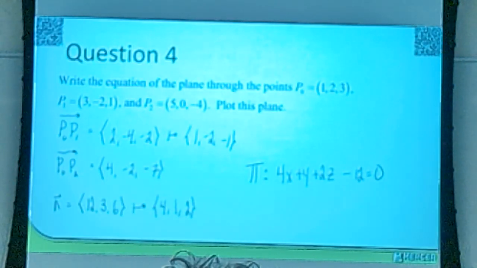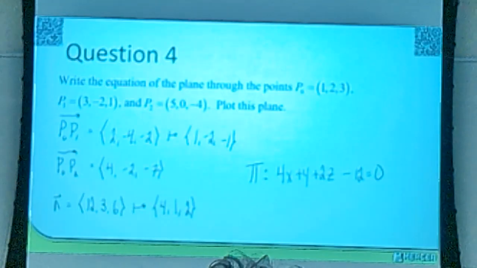How are you getting negative 12 here? We just take the normal vector times... So pick a point first. Okay. We'll just say it's x naught, y naught, z naught. Your normal vector is a, b, c. So d is negative a times x naught minus b times y naught minus c times z naught.